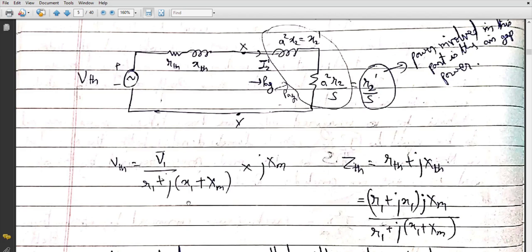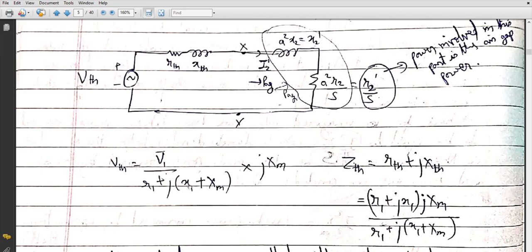For simplification, in some numericals you'll find a statement that says neglect stator impedance. What they are telling you is that R1 and X1 are very small, so you can neglect them. If this is neglected, then X1 plus XM is approximately taken as XM.